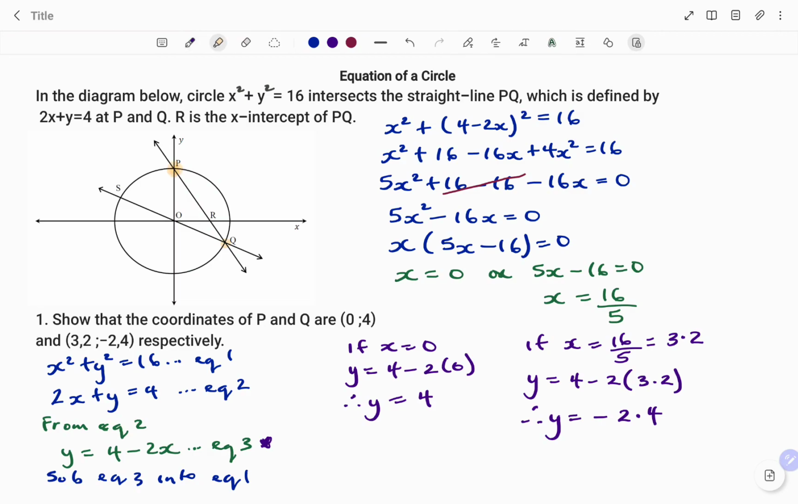So what that means is, if you look at the diagram, you can see that the point P is on the y-axis and the value of x is 0. So my point P will be the one that has x equals 0, and the corresponding value of y is 4. And the second point, Q, x is 3.2, and the value of y is negative 2.4, as shown in the question. Let's look at the second part of the question.